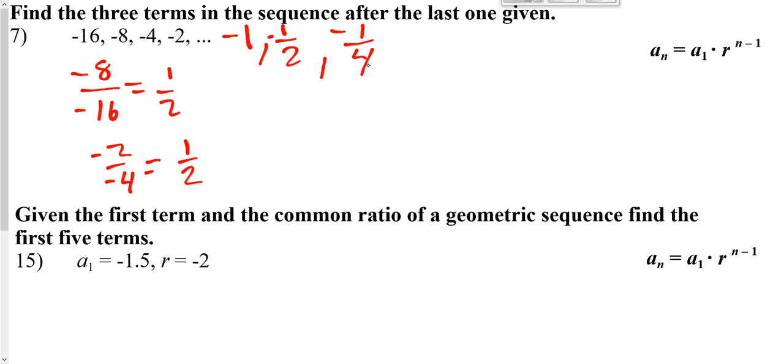When we're looking at the one down below, you have your first term, and you're asked to find the first 5 terms. Well, we have r, that's what we're multiplying by, so you've got to multiply by negative 2. So negative 1 and 1/2 times negative 2 is 3. Multiply by negative 2, you get negative 6. Multiply by negative 2, you get positive 12. Multiply by negative 2, you get negative 24.